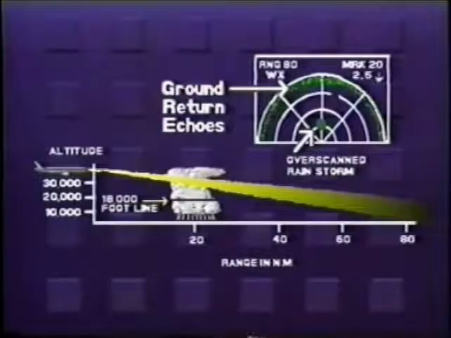If, as you fly, you wish to keep track of a storm that you are beginning to overscan, reduce the display range setting and repeat the same procedure.